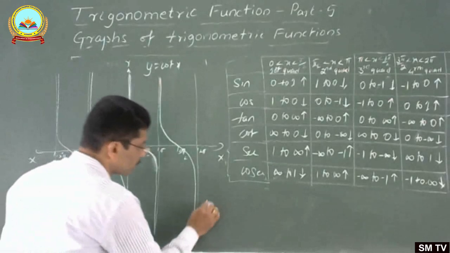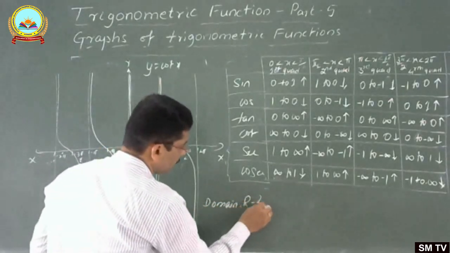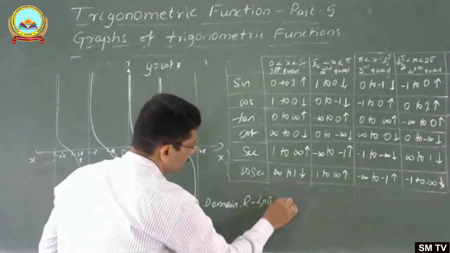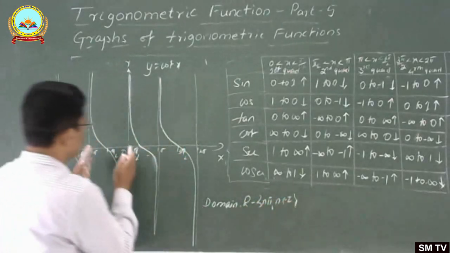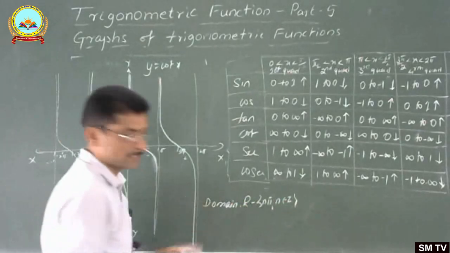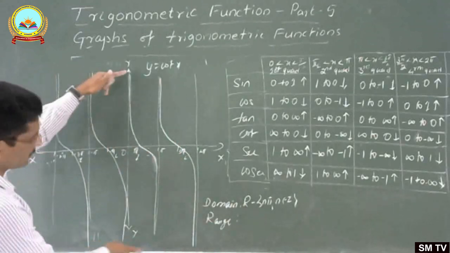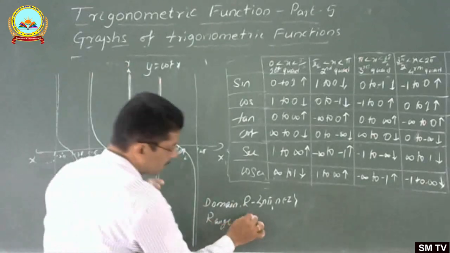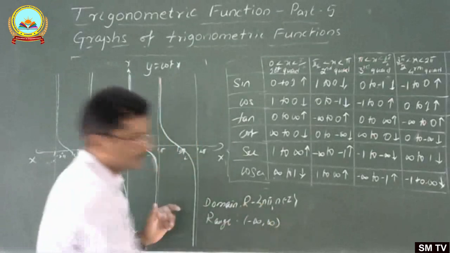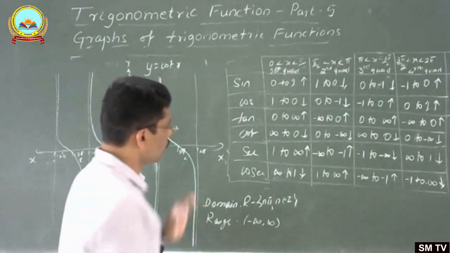What is the domain of this function? The domain is the set of all real numbers except integral multiples of pi. Delete 0, pi, 2 pi, 3 pi, minus pi, minus 2 pi, like this. And in the range, the curve goes with respect to the y-axis from minus infinity to plus infinity. The range is the set of all real numbers. This is the graph of the cot function.